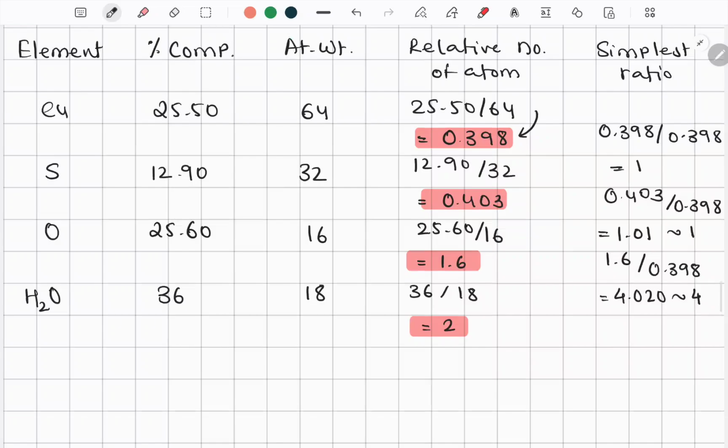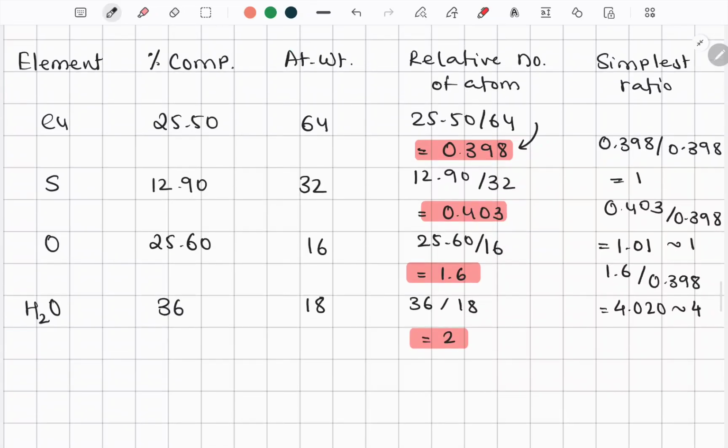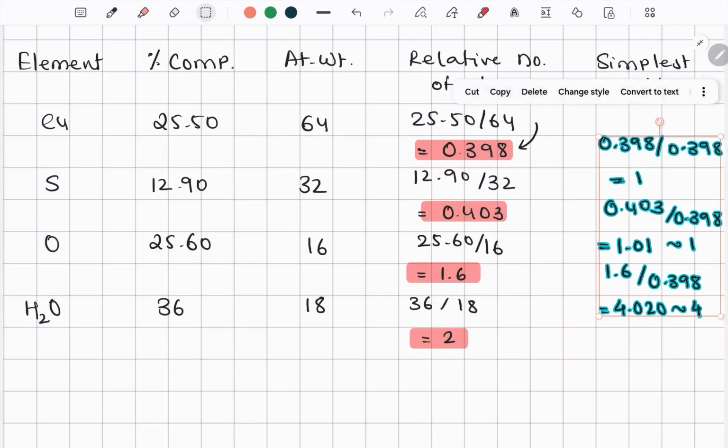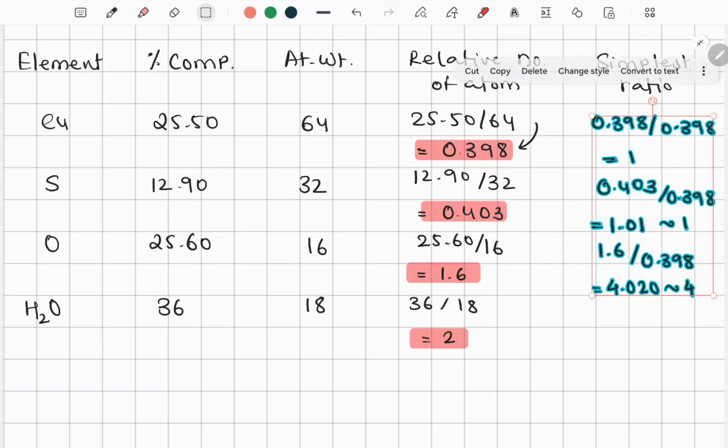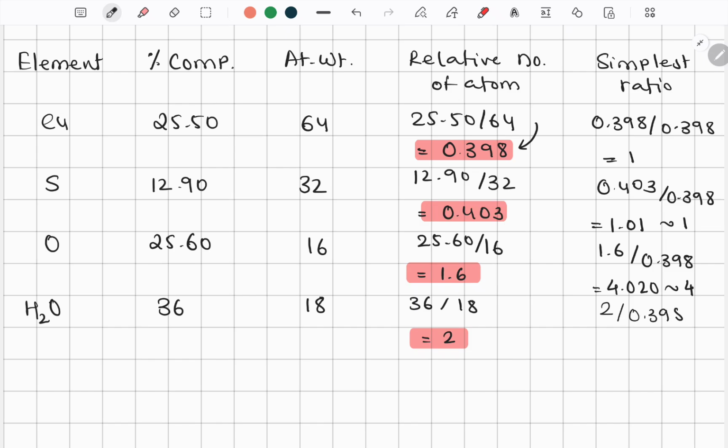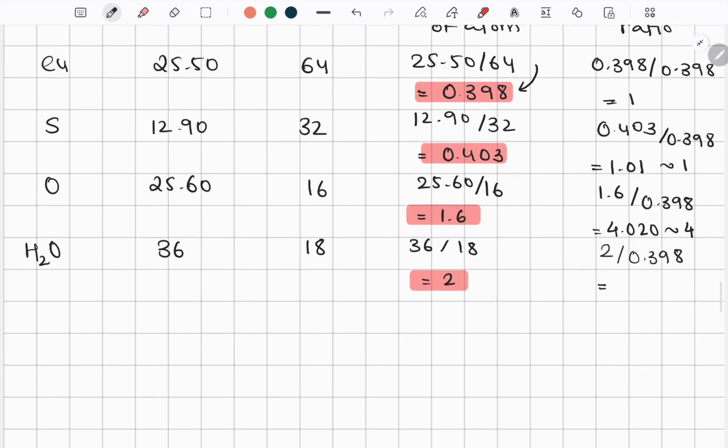And at the end, okay, I have fumbled somewhere. There we go, this is correct. When we divide 2 by 0.398, we get 5.025, which is again roughly equal to 5. So the simplest whole number ratio for copper, sulfur, oxygen and water is 1, 1, 4 and 5 respectively.